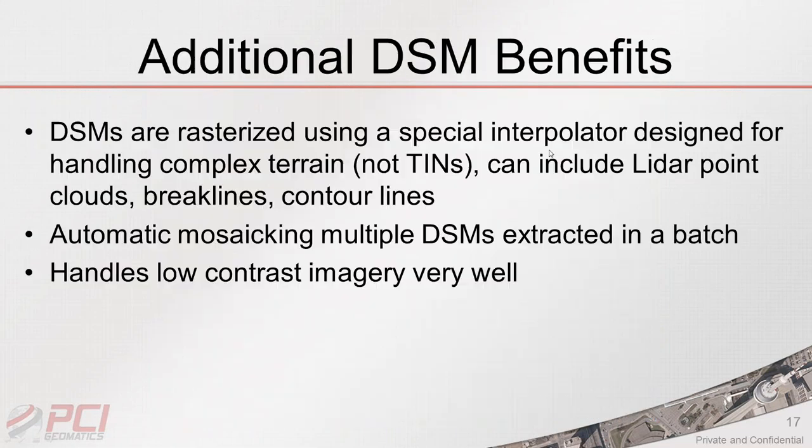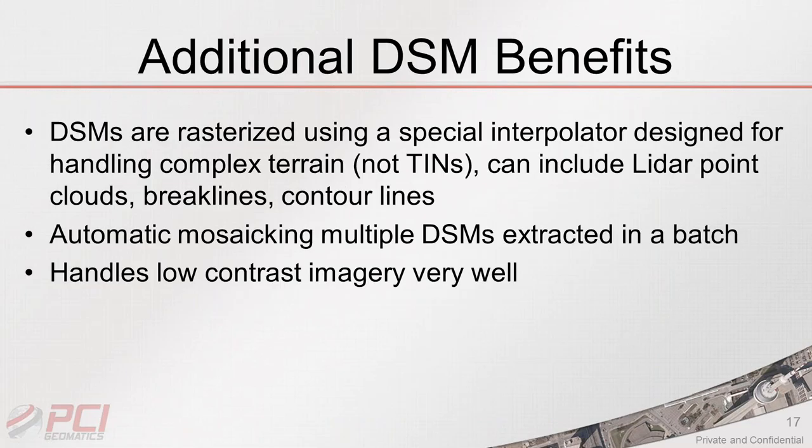So some additional DSM benefits. One of the additional benefits is we now rasterize our DSMs, whether it's a point cloud, or the actual DSM extracted from our software, or a TIN model, or a variety of different vector data sets. We have a special interpolator designed for handling complex terrain where we're not using a triangular irregular network. So this creates fewer artifacts and a much more realistic looking terrain when you zoom in. We also have automatic mosaicing of multiple DSMs extracted in a batch, so you don't need to worry about having to piece them together afterwards.